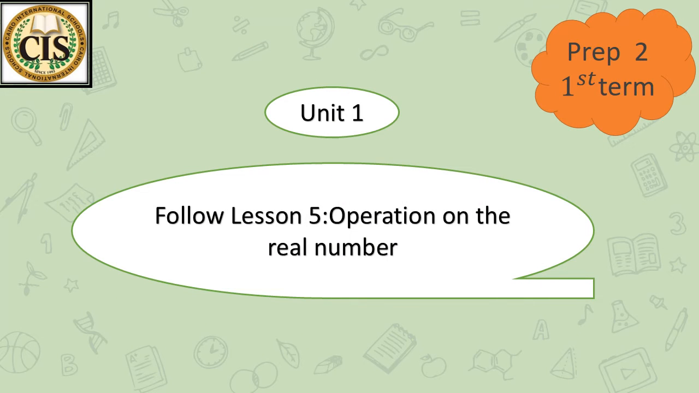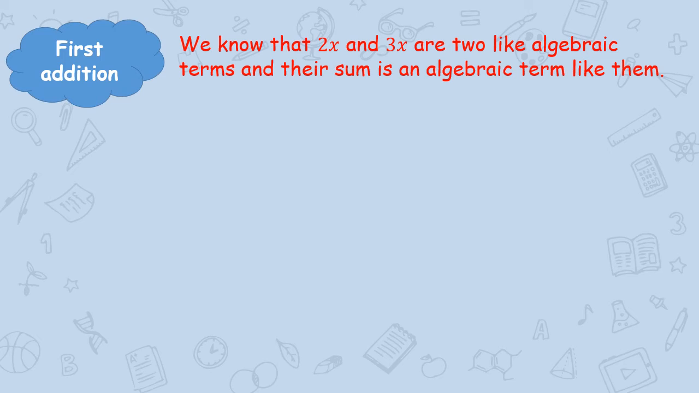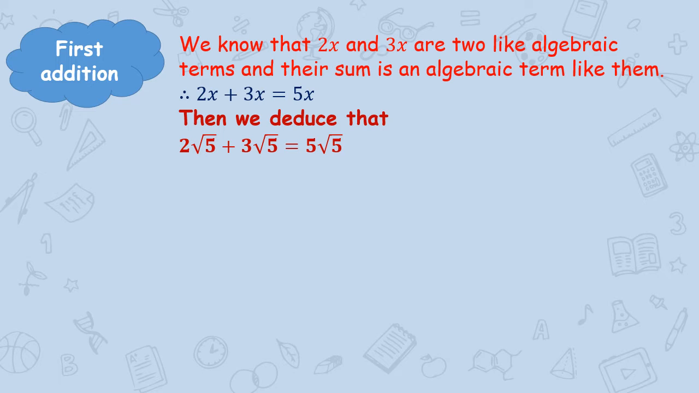Hello my dear students, our lesson today is operation on the real number. The first operation is addition. We know that 2x and 3x are two like terms. Then 2x plus 3x equals 5x. We can use that for 2 root 5 plus 3 root 5. 2 root 5 plus 3 root 5 equals 5 root 5.